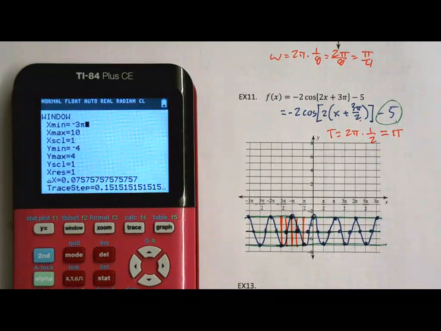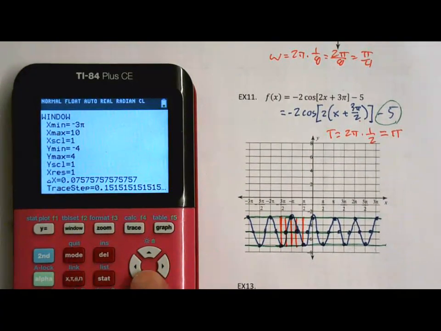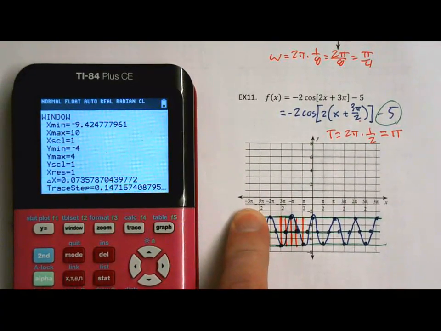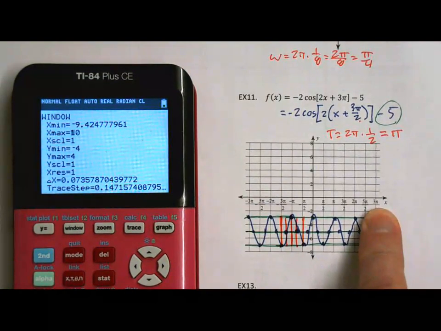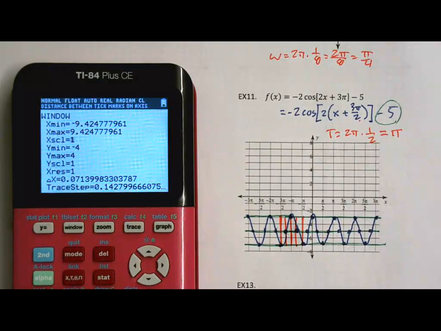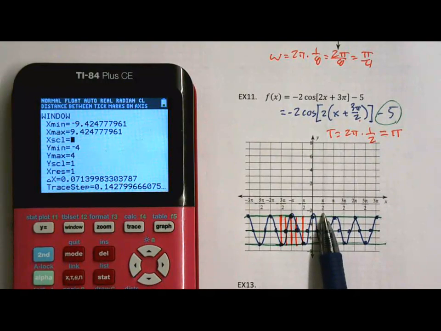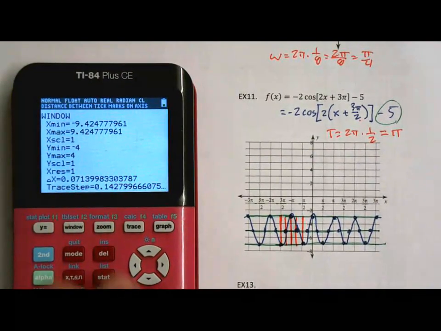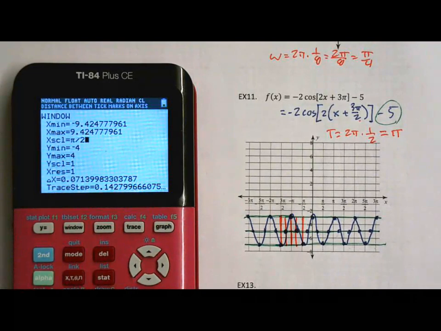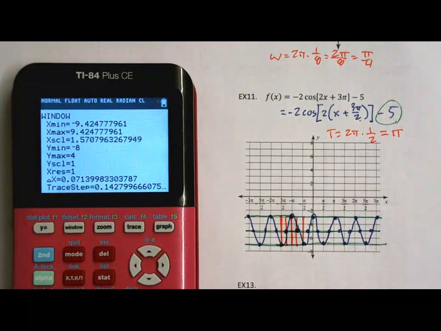You're going to type in negative 3 pi, and as soon as you move down to x max, it's going to change it to negative 9 point something. So there's negative 3 pi. Here's positive 3 pi. And then this is key. How big is my x scale? You can see, where's the first tick mark? The first tick mark happens at pi over 2, right? So my x scale is pi over 2. Type in pi over 2. It's going to change it into a decimal for you. My y values go from negative 8 to positive 8.